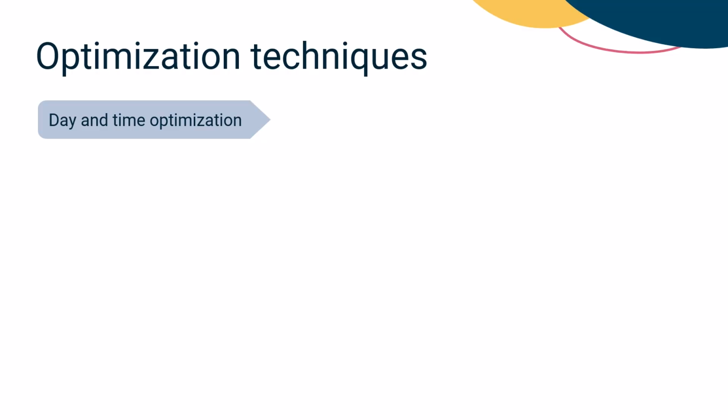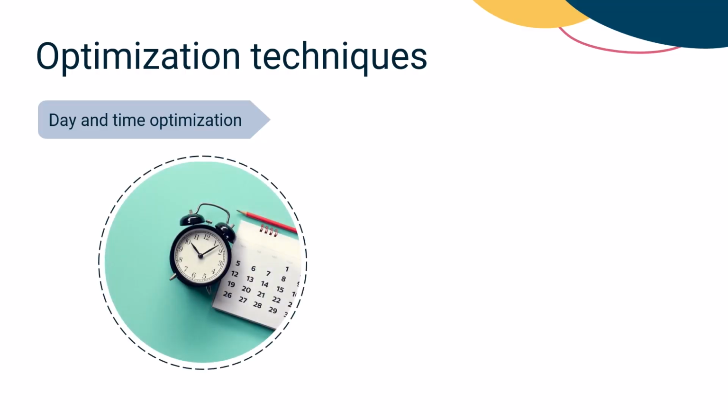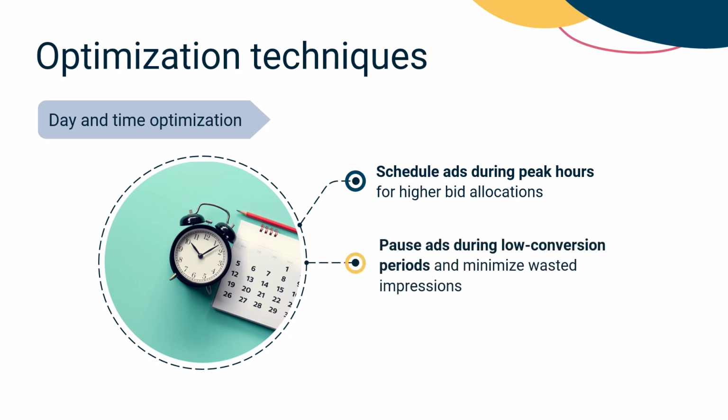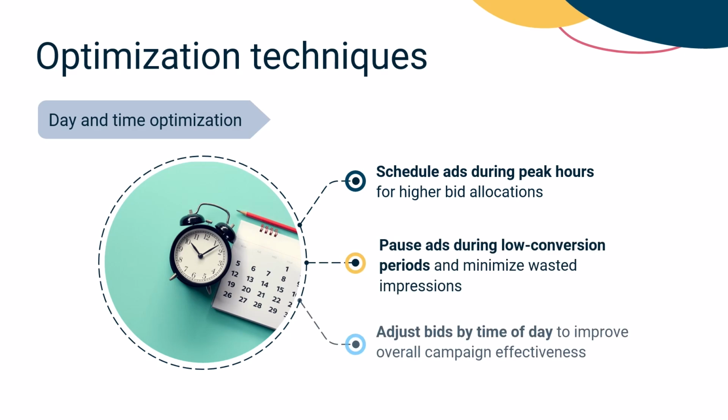Optimizing ad delivery based on when users are most active helps increase efficiency and maximize ROI. Schedule ads during peak hours for higher bid allocations during those periods. Pause ads during low conversion periods and minimize wasted impressions. Adjust bids by time of day to improve overall campaign effectiveness.